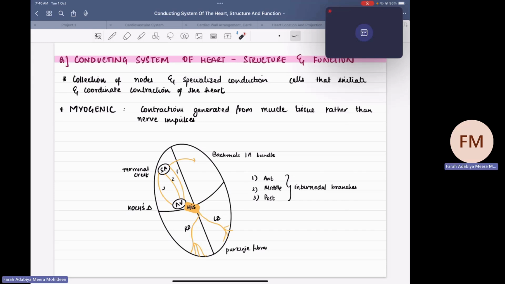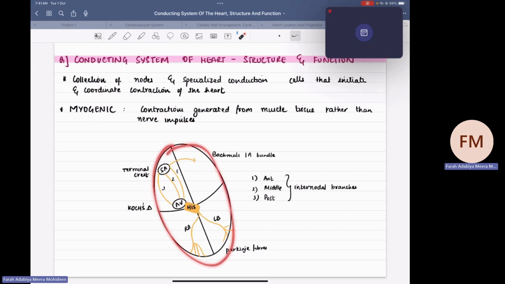the heart. Something that's very interesting about the heart is it's said to be myogenic, meaning contractions are basically generated from the muscular tissue itself rather than nerve impulses, right? So you have nodes that will transfer impulses. In the anatomy, we'll talk about what is present in the conducting system of the heart. So now we'll go to the structure.